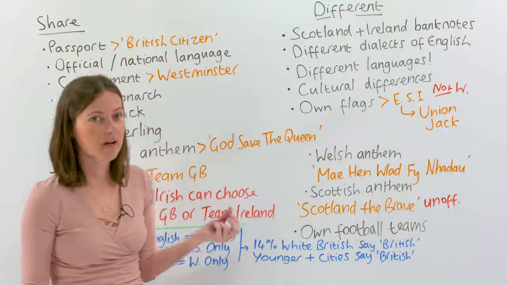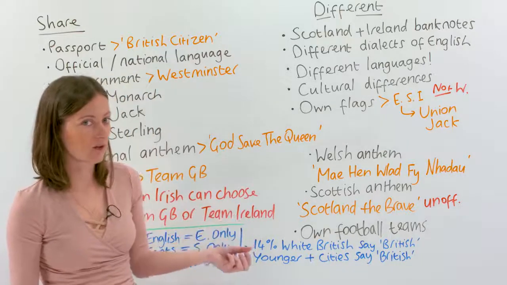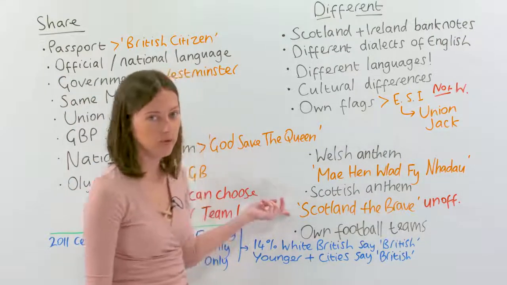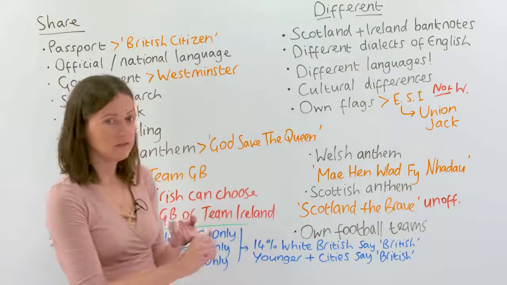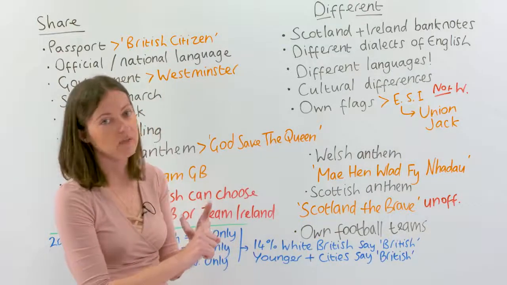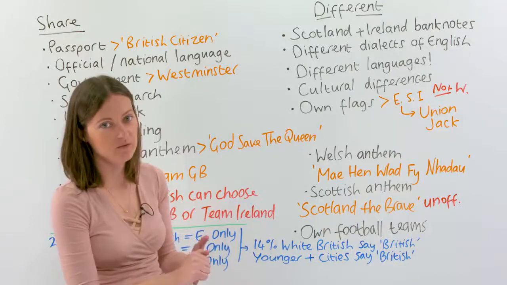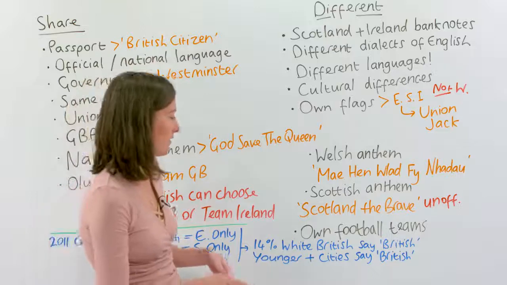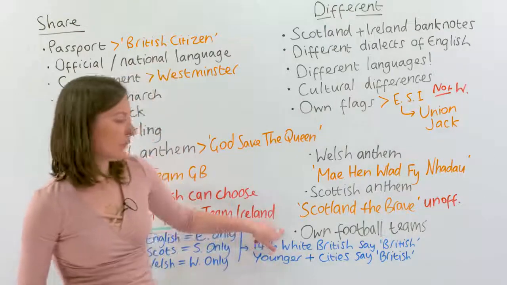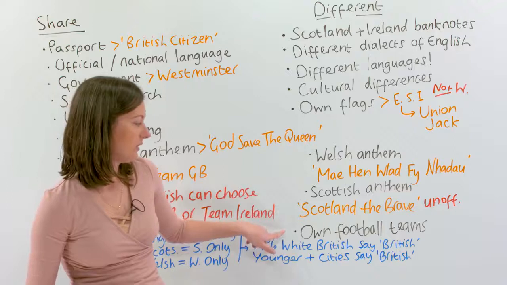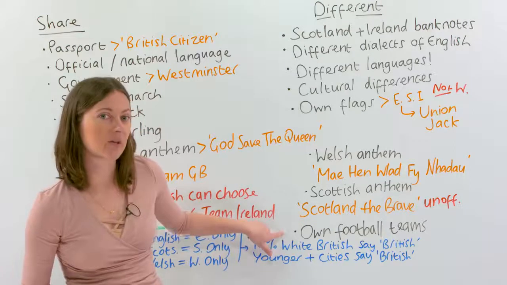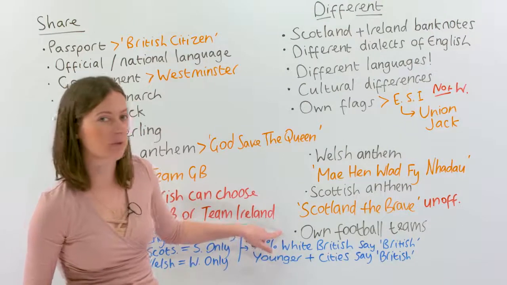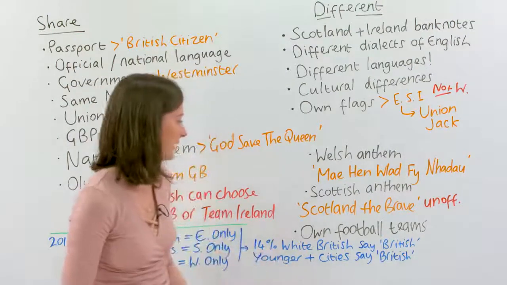Scottish people do not have their own official national anthem. Yet, they do have an unofficial one, which is Scotland the Brave. England and Northern Ireland do not have their own separate individual national anthems, either official or unofficial. Also, all these countries have their own football teams, and they compete as themselves in the big football competitions.